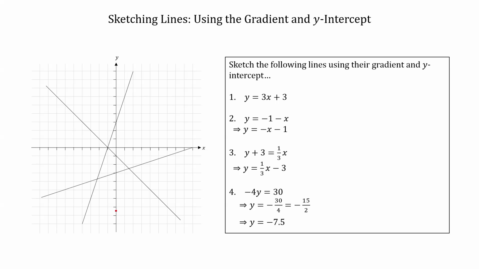So we can put a red point on the y-axis at minus 7.5, and then we know that as we increase x by 1, y doesn't increase or decrease, it just stays the same, so the line must be flat. So this is the line for the equation y equals minus 7.5.